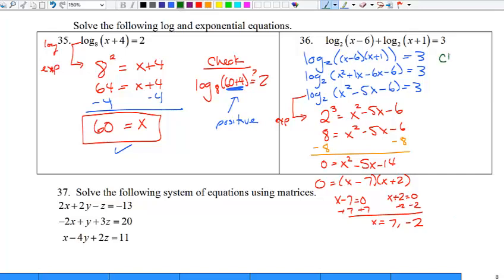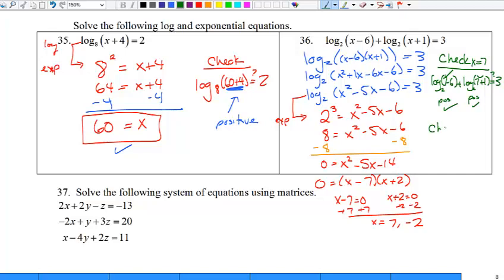Now when I check, I'm only checking to make sure that the argument's not 0, or negative. So I'm going to check 7 first. When I plug in 7, I have log back to the original, 7 minus 6. 7 minus 6 is 1, which is positive, plus log base 2 of 7 plus 1. 7 plus 1 is 8, which is positive. That's all I have to do. This is positive, so I am good.